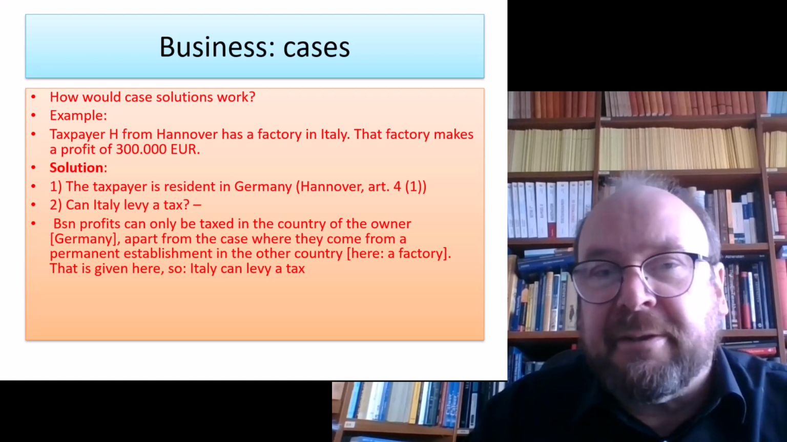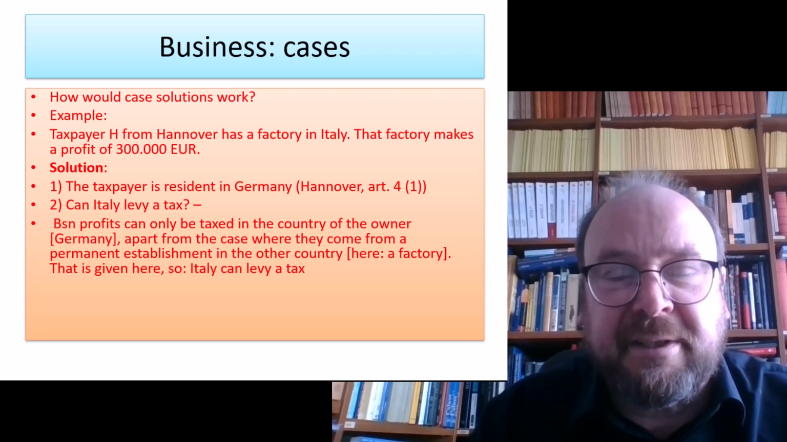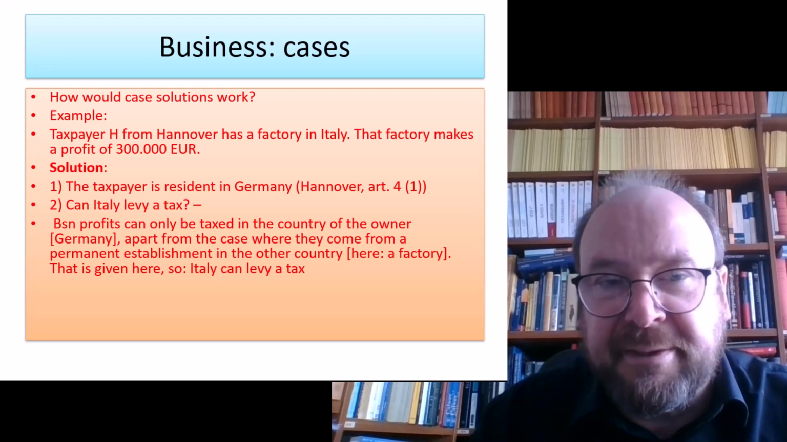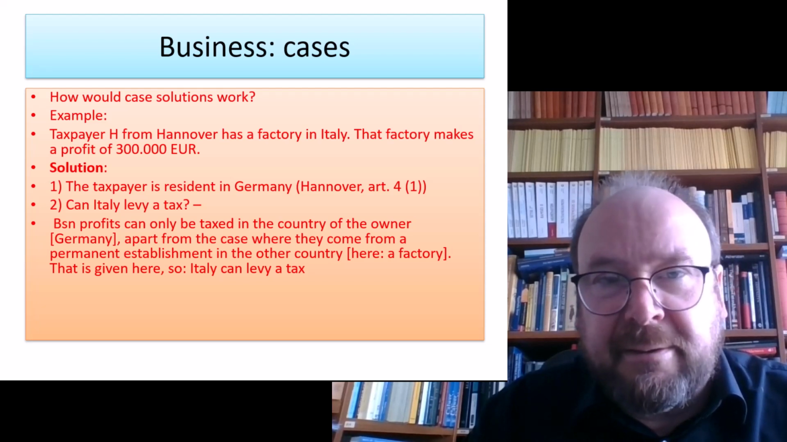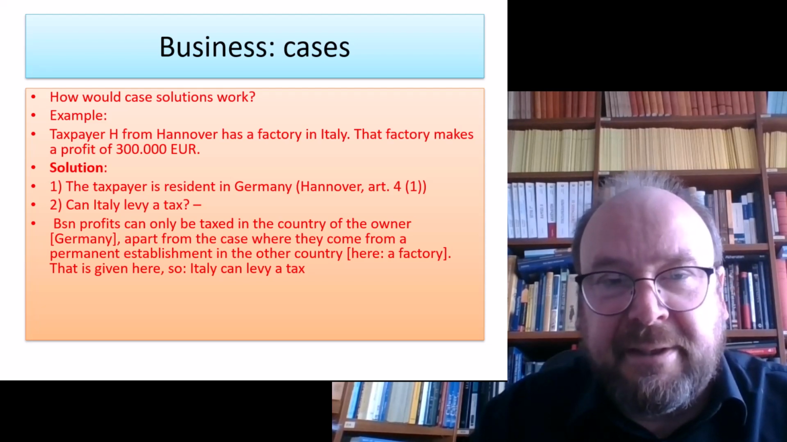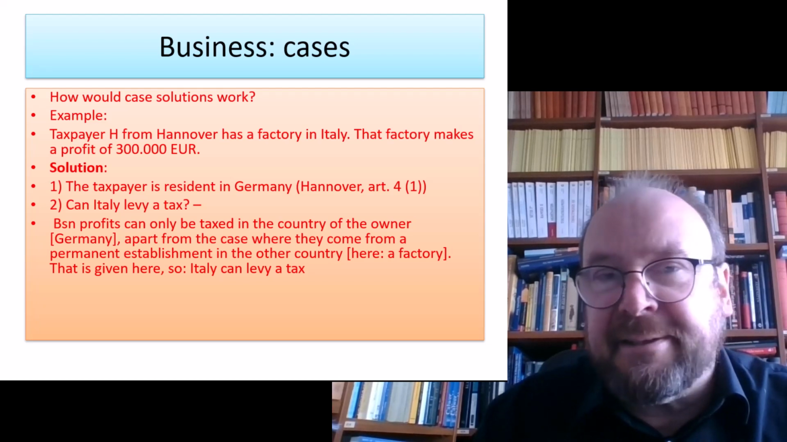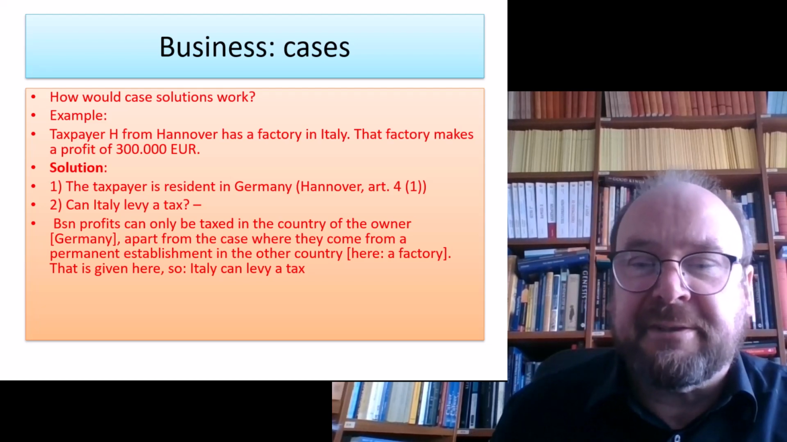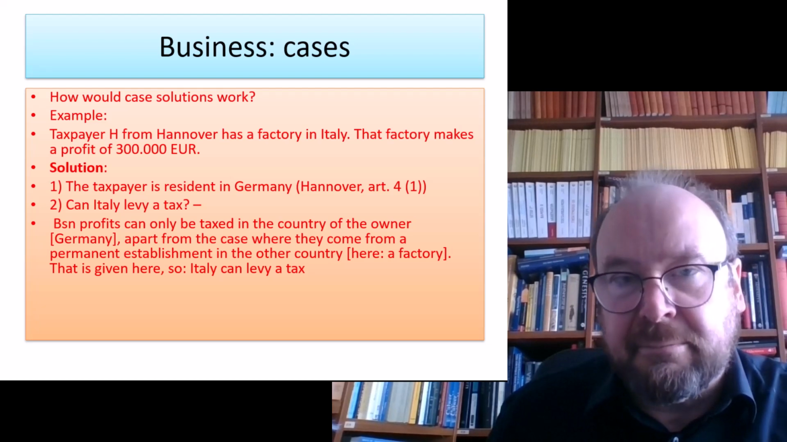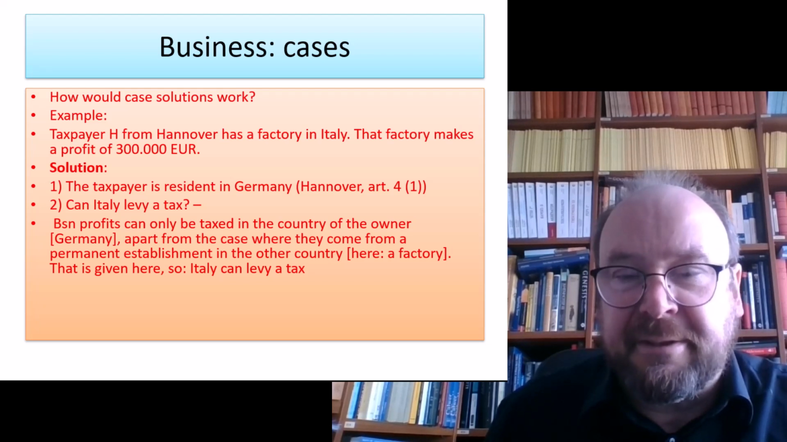Now let's have a look here. The factory is located in Italy. A factory is definitely a permanent establishment because it's a fixed place of business where business is run. So yes, the factory is a permanent establishment. Italy is allowed to tax the profit from that factory, and as this is the complete enterprise, it automatically follows that the complete profit can be taxed by Italy because it's the one and only permanent establishment of that enterprise. So Italy can levy a tax.